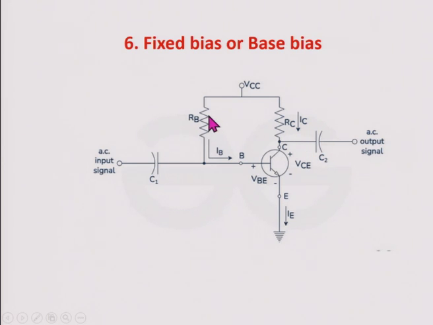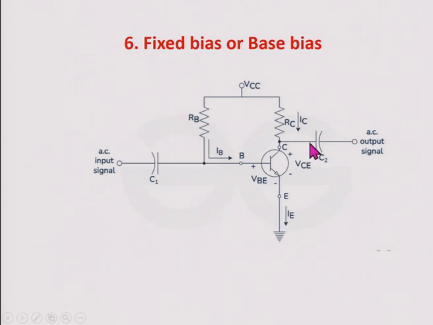Next, across the input terminal, I am connecting one resistor, called the base resistor, represented with RB. This base resistor is connected from the base terminal to the collector side. From base to collector, one resistor RB is used across the base, and another resistor RC is used across the collector. This RB and RC are connected to the VCC power supply. In the practical, we will take VCC as plus 5 volts.